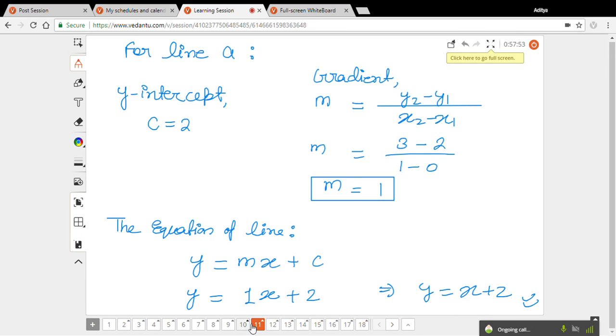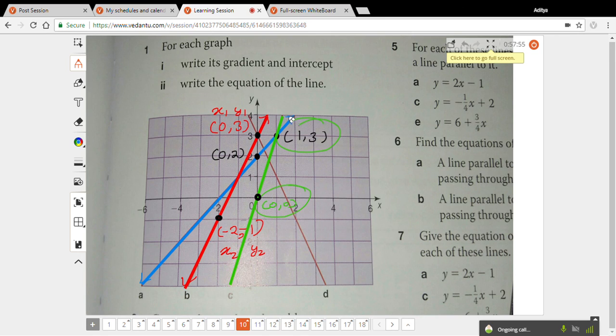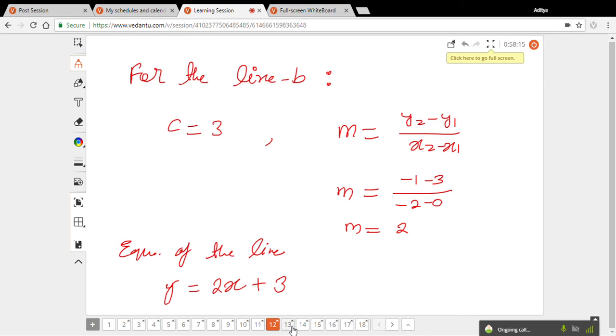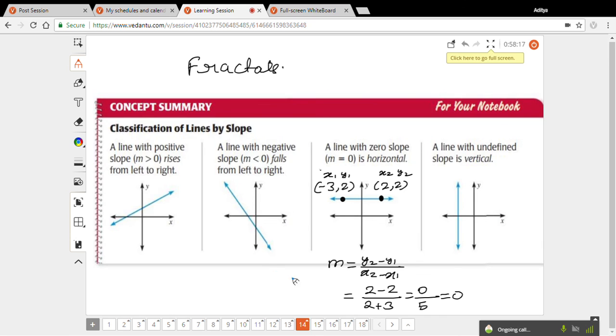Then, sometimes they ask you to get the equation of a line. If there is a graph given, just forget about everything and consider the blue one. They give you one straight line, so you can use two points on that. You will get the gradient, and notice where it intersects the y-axis. That's the y-intercept. Put them in the place of m and c. That's how you can solve the first one.